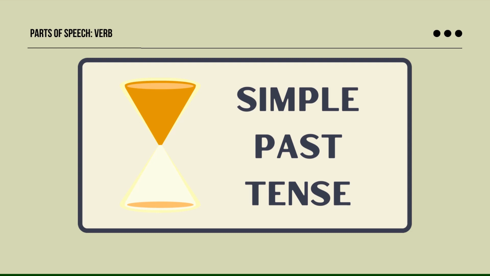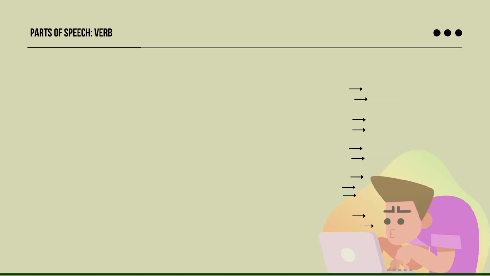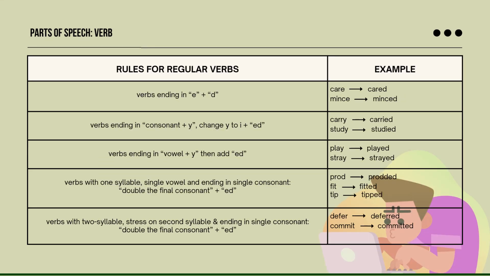Okay, so next we have the simple past tense. So what could be a simple past tense? Okay, so we have here rules for regular verbs and their examples. We have verbs ending in E plus D. So care becomes cared. Mince becomes minced. So just take note on the screen that the verbs are changed into their past form.